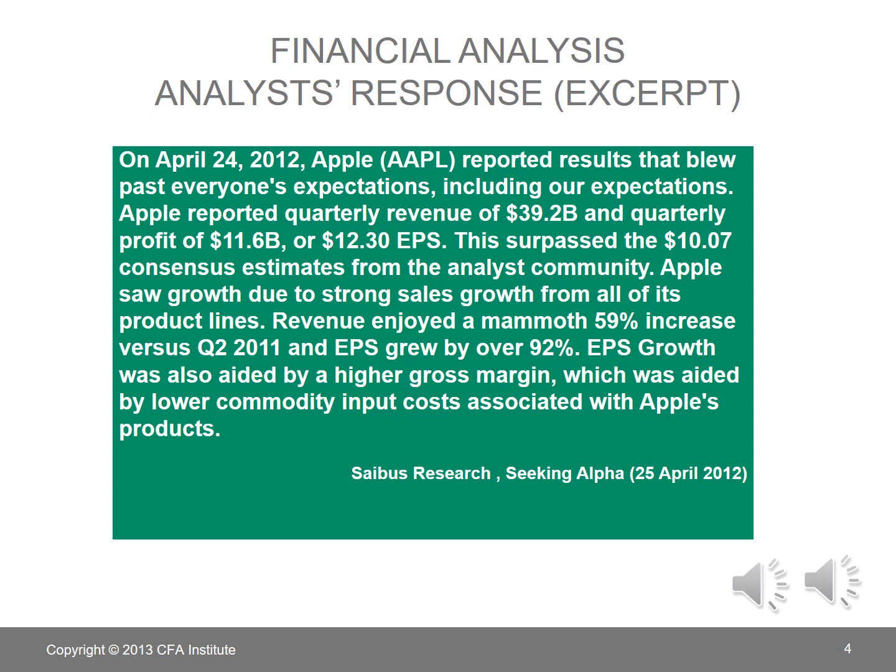So they referred, for example, to the lower commodity input costs as being a contributor to Apple's higher profitability. This is really important because it is an example of how an analyst could explain the reasoning for a company's financial performance. The analyst also aimed not only to describe what happened in the company, but also to explain the underlying reasons of why that happened, which is an indicator of a good financial analyst report.